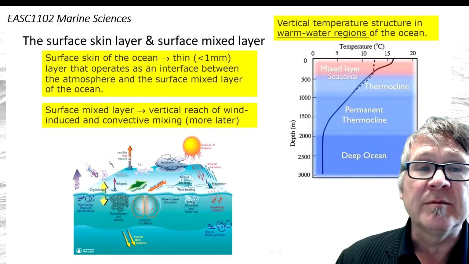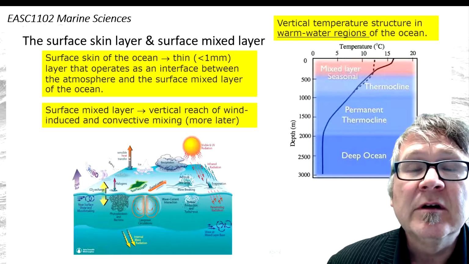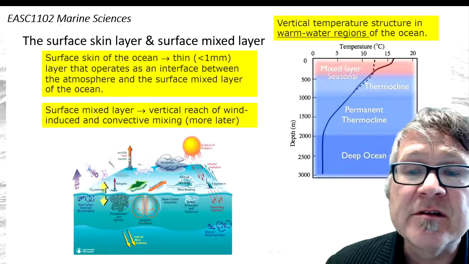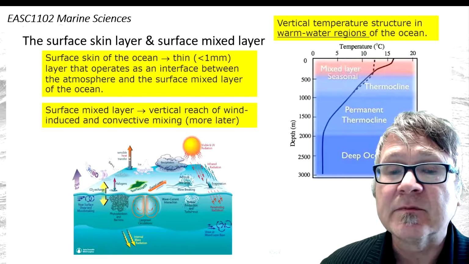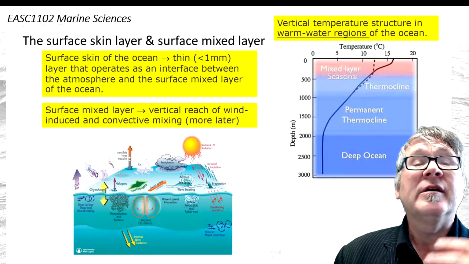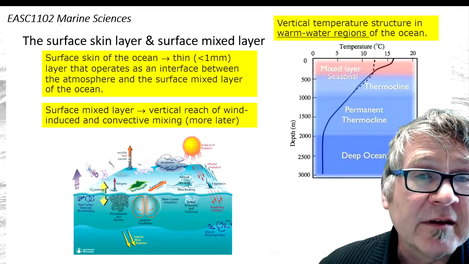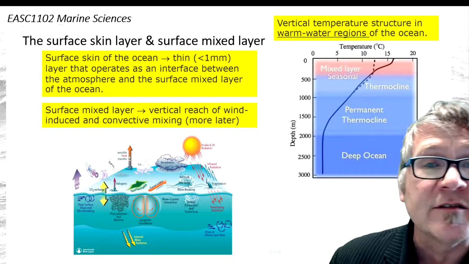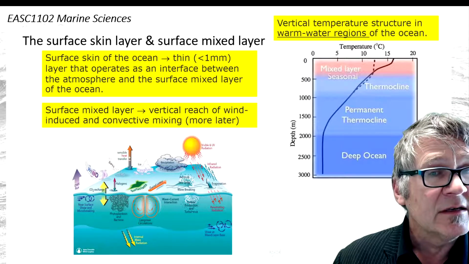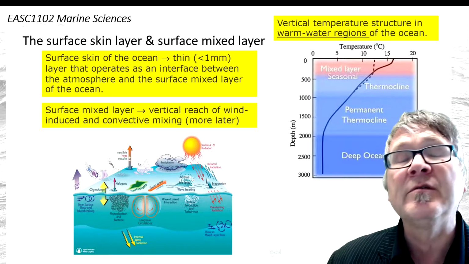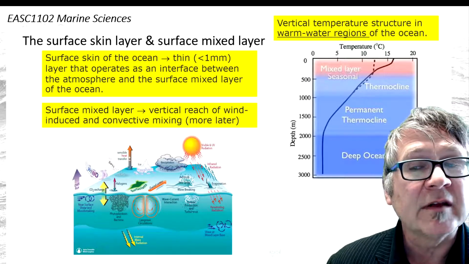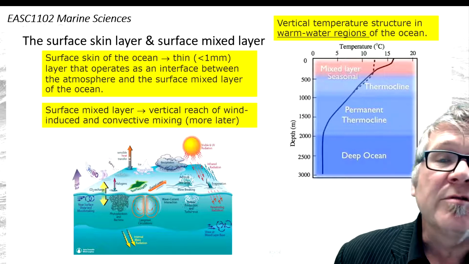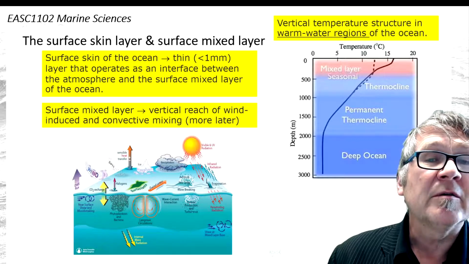So for example, if you heat up the ocean, this warming will extend to the base of the surface mixed layer. In addition to that, there's a very thin layer at the top of the surface mixed layer, which is called the surface skin of the ocean, and that operates as an interface between the atmosphere and the surface mixed layer.